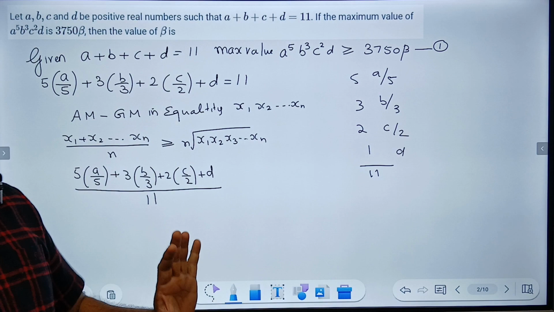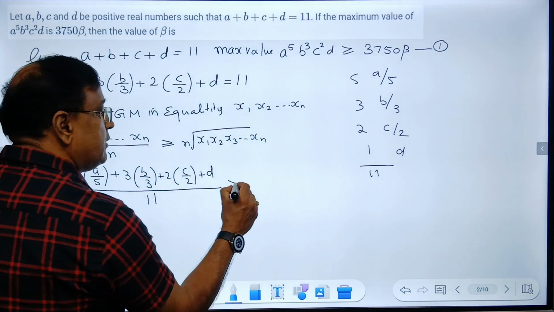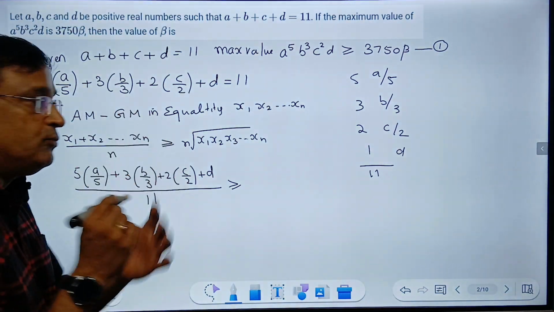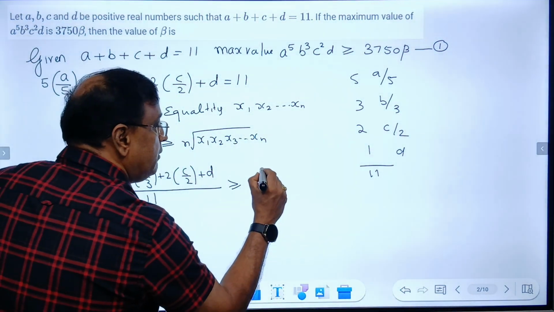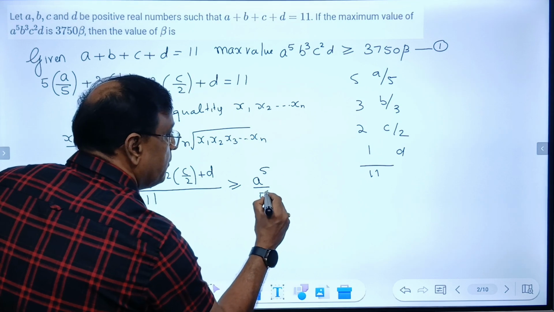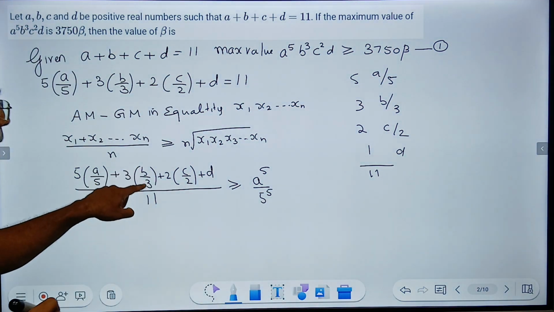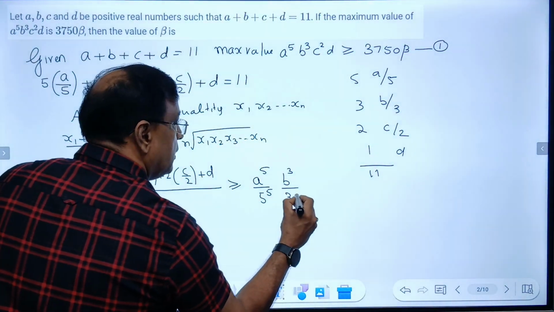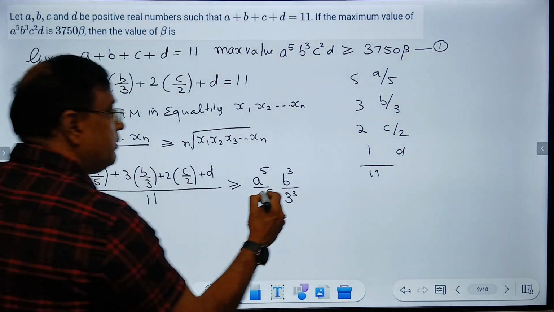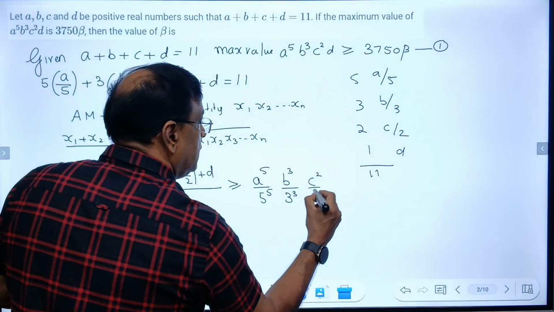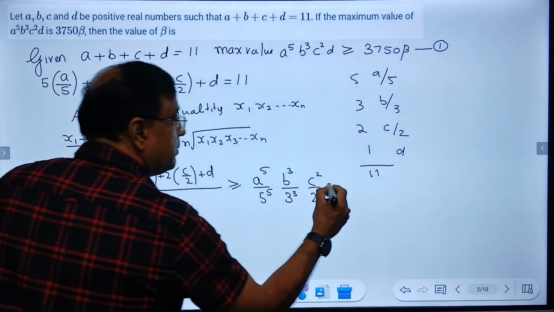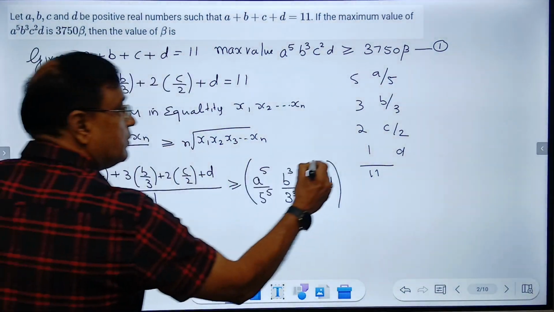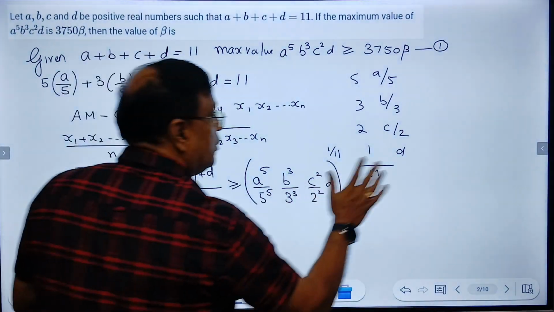Now, can I say this is greater than or equal to the product of all these? So if you multiply A by 5, five times, what will I get? I will get A power 5 by 5 power 5. If I multiply B by 3, three times, what do I get? B cube by 3 cube. And if I multiply C by 2, two times, what will I get? C square by 2 square. And D is multiplied once, whole raised to the power of 1 by 11, since n is 11. I hope this is clear to you.